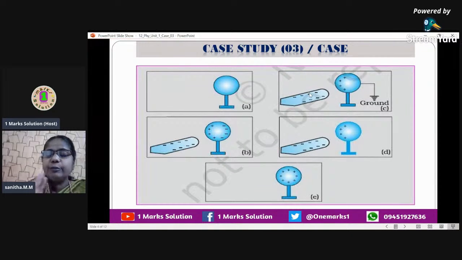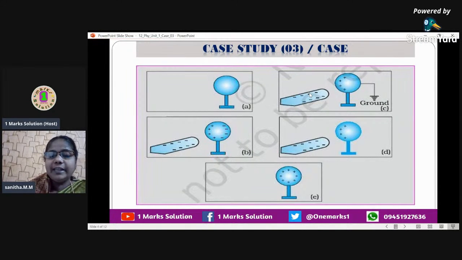If you remove the rod, what will happen? The positive charges will be equally distributed. Now what we are getting is a positively charged metallic sphere. In the first figure, no charges were there. This process we call charging by induction, without any direct contact.